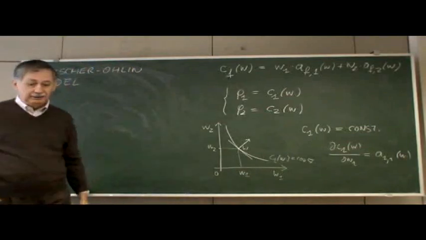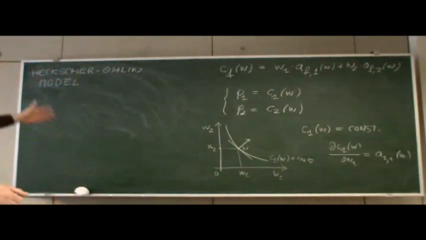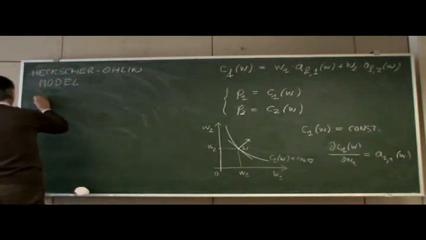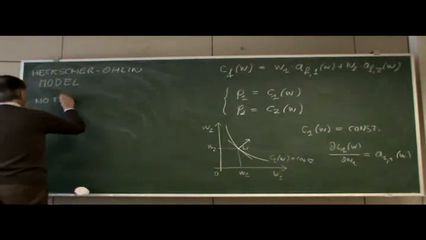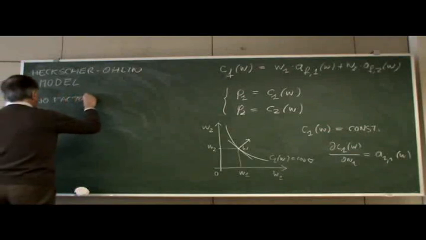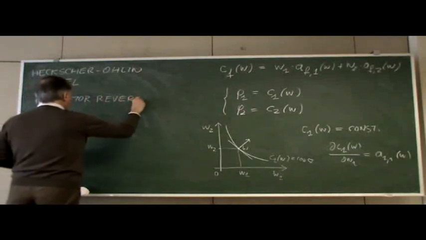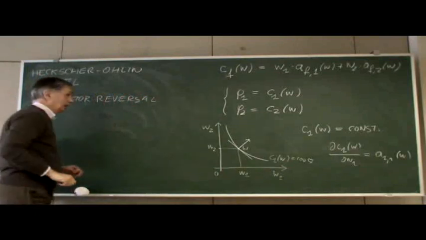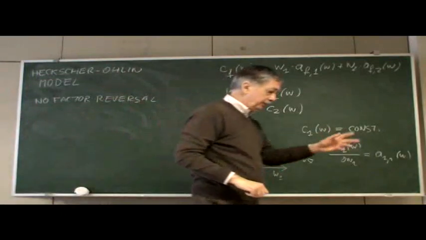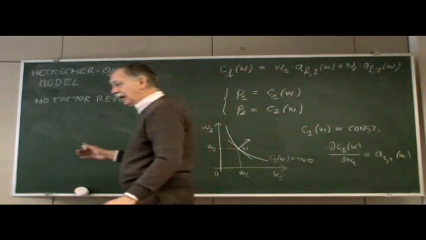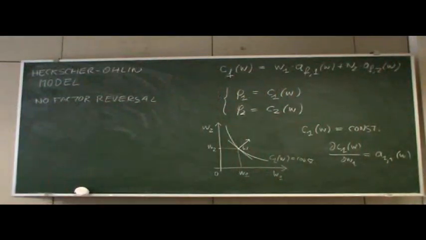If you studied international trade theory, you surely remember this model. The assumption is no factor reversal between our two productive sectors. How is this property defined?